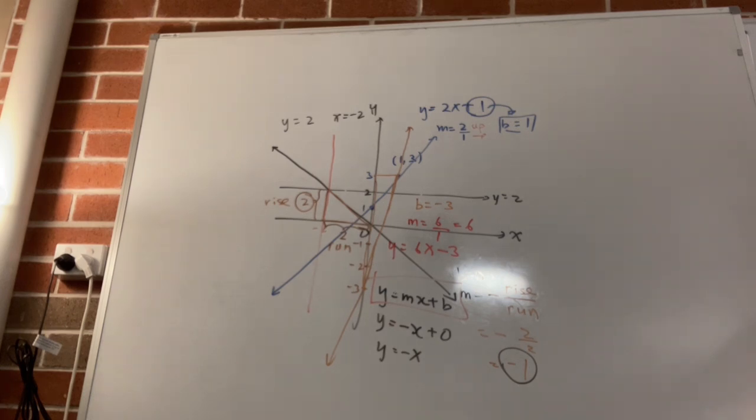You forgot to ask yourself, is this positive or negative? When you're doing gradient, you really need to do that. Make sure you put a negative. It doesn't matter on the top, on the bottom, or in the middle. Make sure you ask yourself that question.